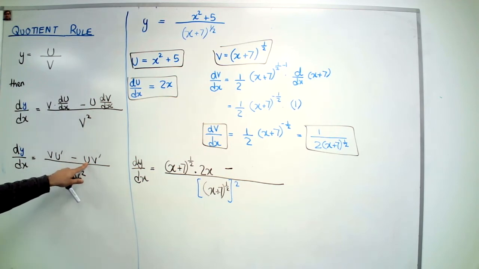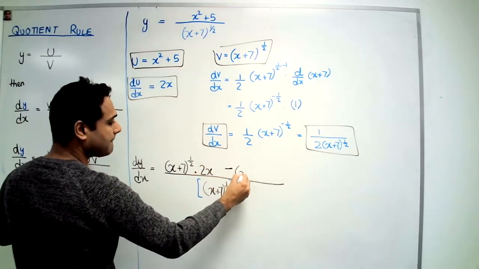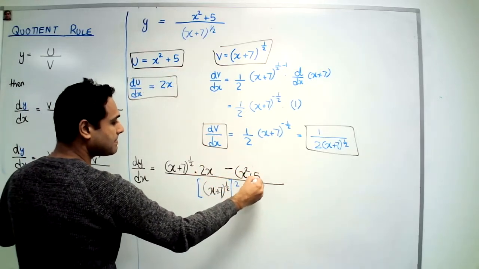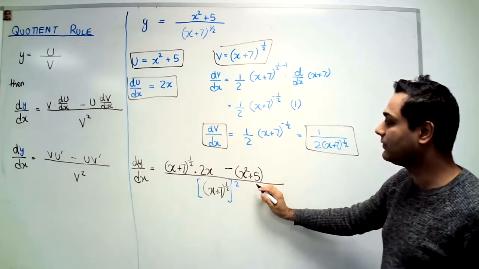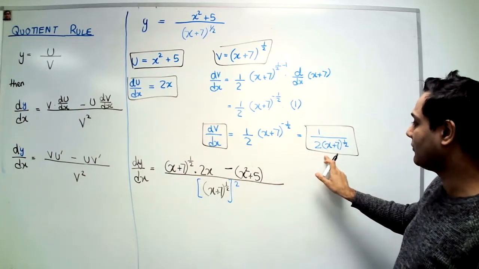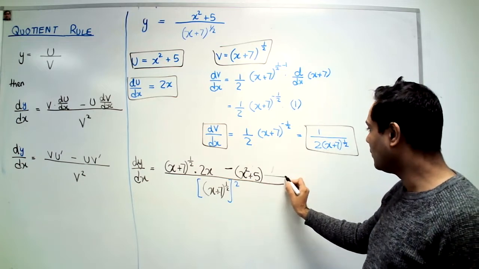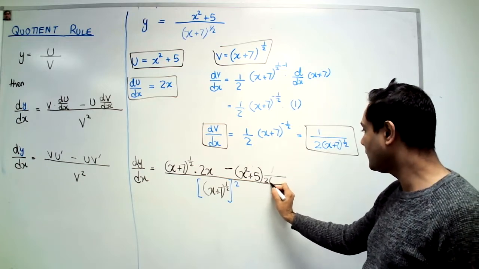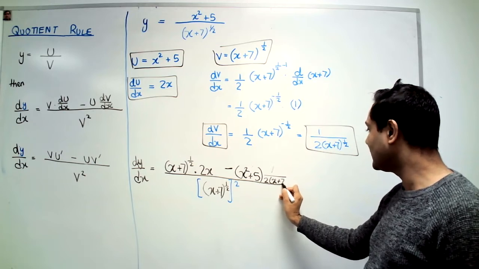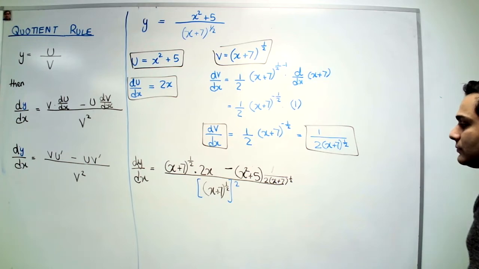And now I need u. Now u is x squared plus 5. So I got x squared plus 5. Now I need v dash. V dash I can write that way or I can write this way. Doesn't matter which way. So that's going to be 1 over 2 x plus 7 to the power half. So I got that bit here. This is a 1.